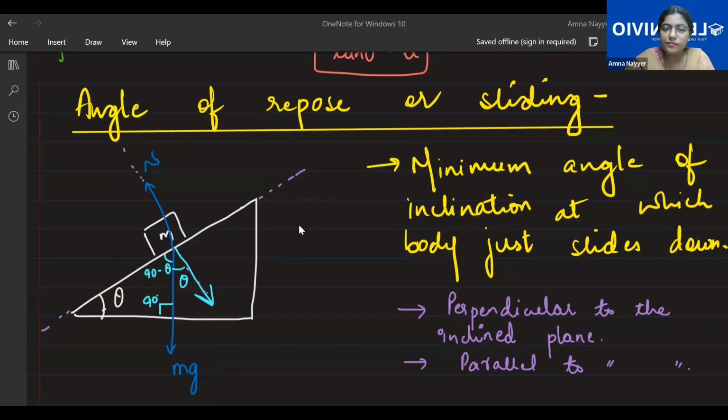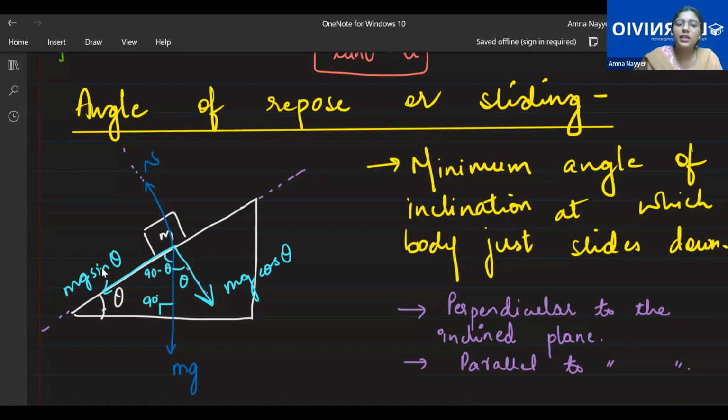mg cos theta. Very good. This will be mg cos theta. And perpendicular to this means this one. This means mg sin theta. Look, isn't it parallel to the plane? Aisha, you were asking how to resolve it parallel. Got it? Yes, ma'am. Okay.